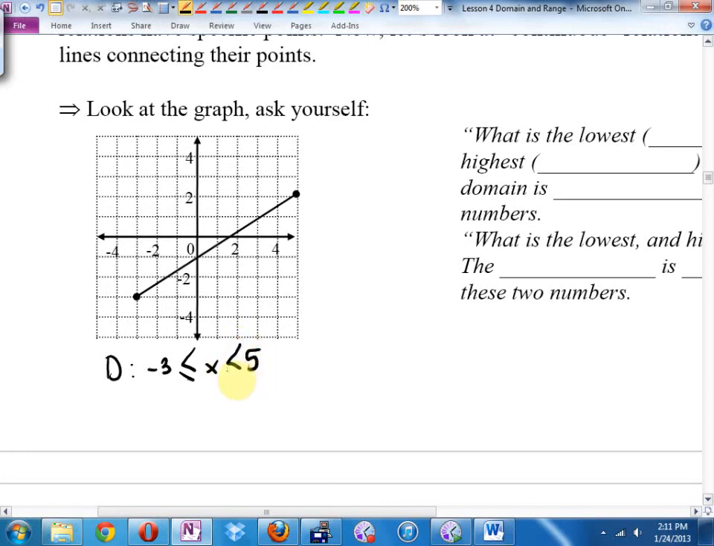Touching? That's the domain of that line. Let's try the range. How low does this graph go? Also -3. Touching? Yep. Range? Y. How high does this graph go? Touching? Yep.